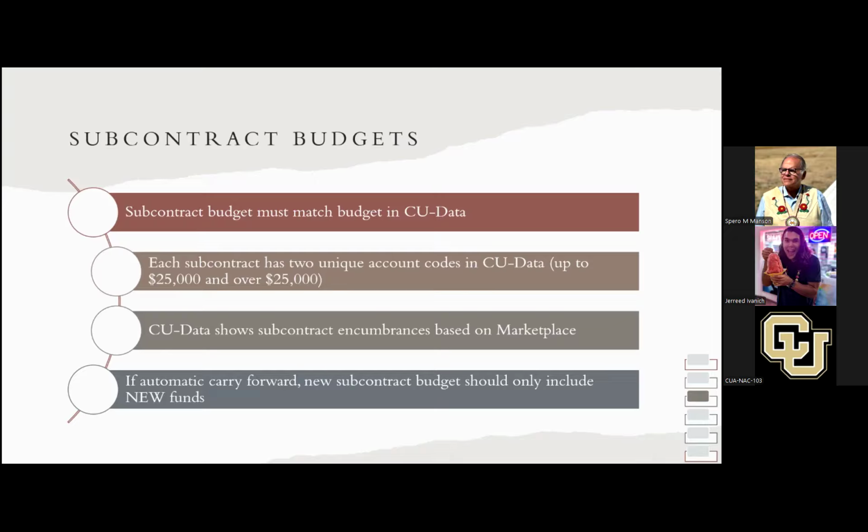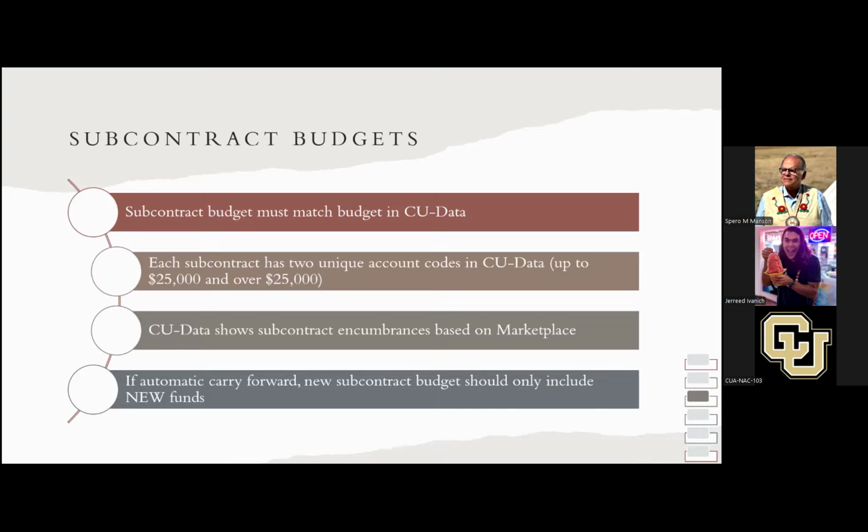And then some of you might be aware that there's a rule that we only incur F&A on the first $25,000 of a subcontract. So if you're ever looking in depth at a CU Data report, you will notice that each subcontract has two unique lines. That's just so that the first 25,000 incurs the F&A, and then after that it doesn't. It's just a way that we account for that rule. But added together, it should equal the full subcontract.